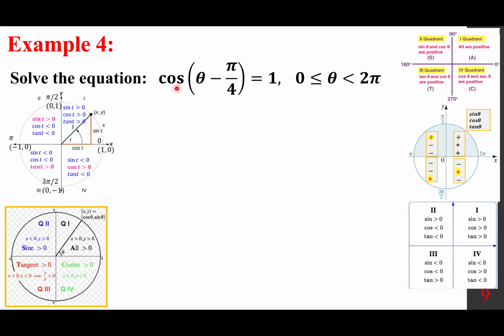Cosine of theta minus pi over 4 equals 1. And specifically, theta is in the first complete revolution from 0 to 2 pi, reminding everybody of where you find them positive, negative, and so on. I put many different formats, whatever makes it easier for you to remember.